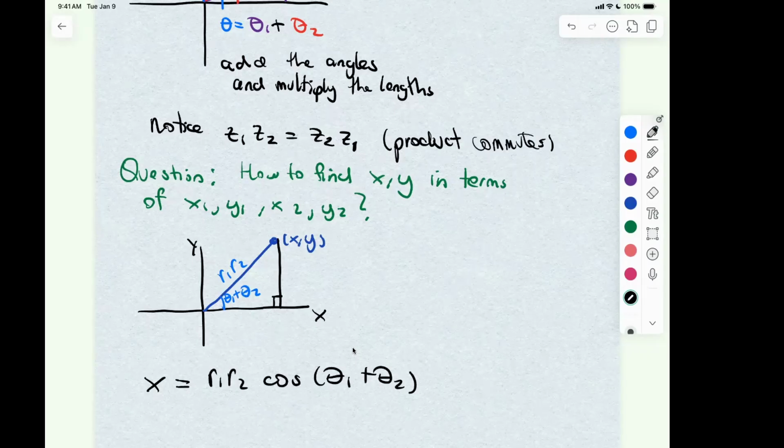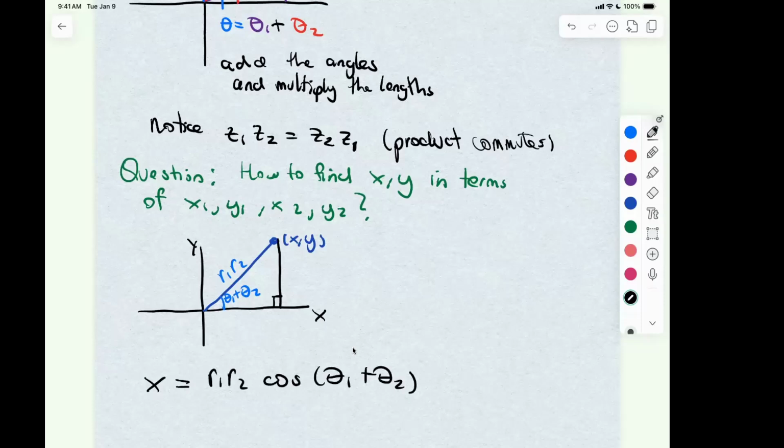Right? It's just that in this case, R happens to be a product of R1 and R2, and theta happens to be theta1 plus theta2. Is that okay? Is that making sense? And there's a reason maybe why you were taught this formula for the cosine of the sum of two angles back in high school or wherever you saw this.